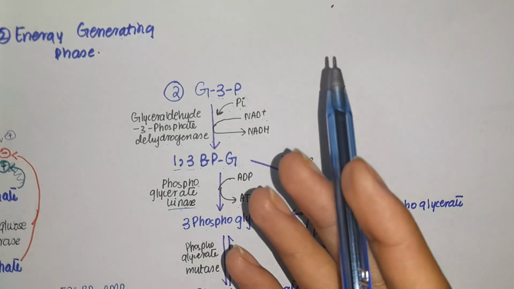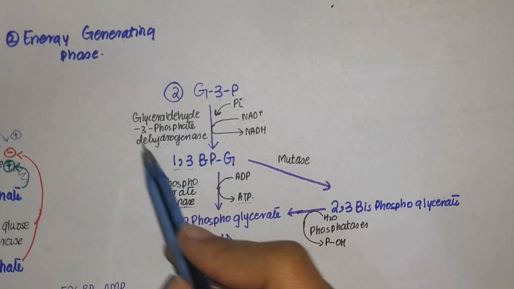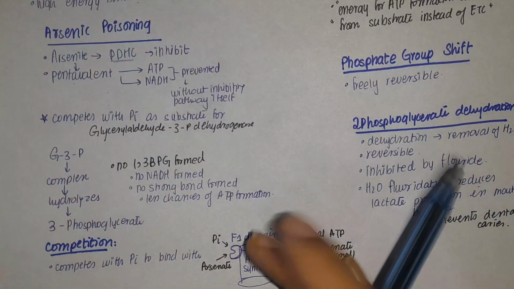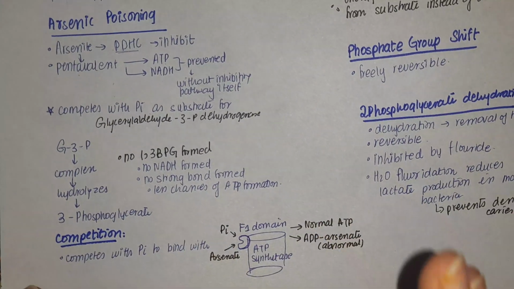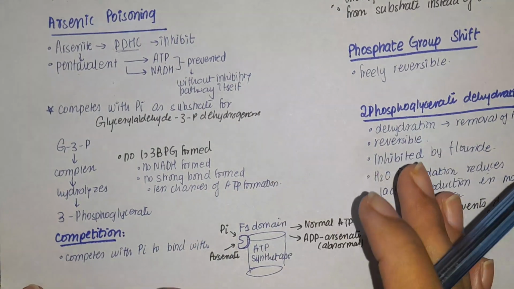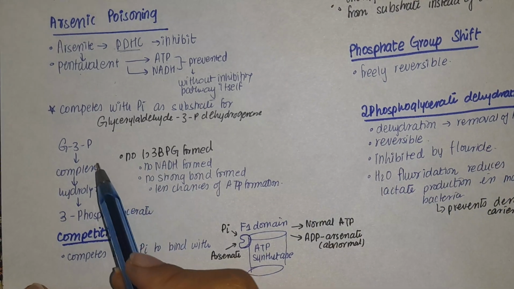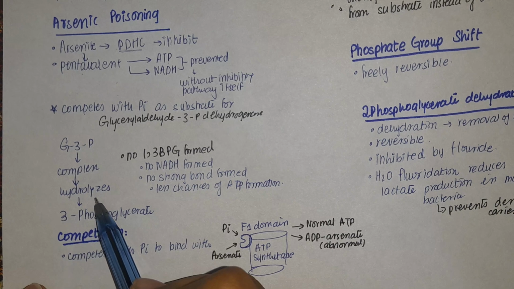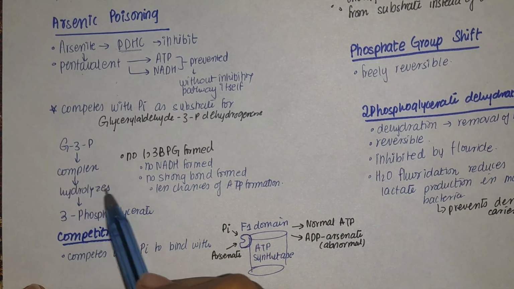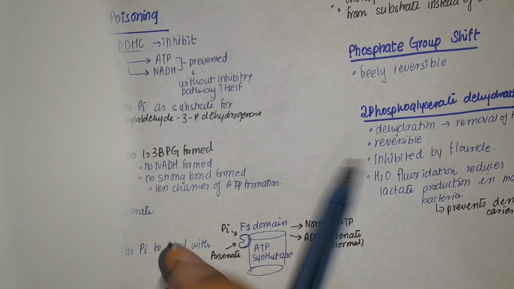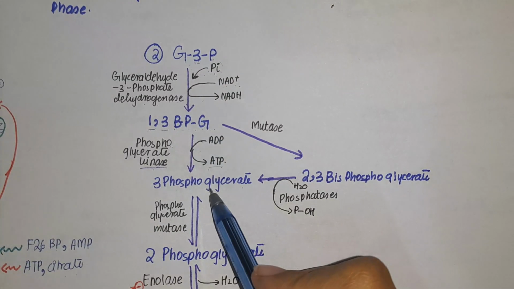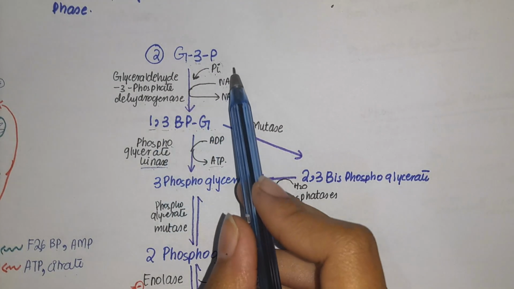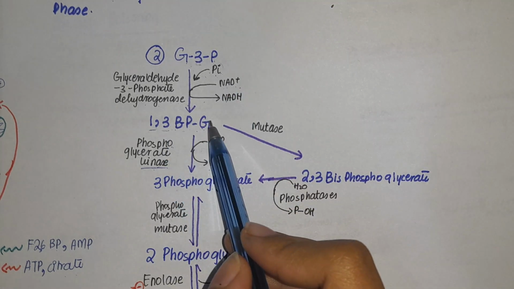So if arsenic is more in amount, it will attach to this glyceraldehyde 3-phosphate dehydrogenase. And what will happen in such a situation? When the arsenate is there instead of the inorganic phosphate, the glyceraldehyde 3-phosphate will now be converted into a complex that will hydrolyze into 3-phosphoglycerate. But in this mechanism, the 1,3-bisphosphoglycerate will not be formed. When arsenate is there, 1,3-bisphosphoglycerate will not be formed.